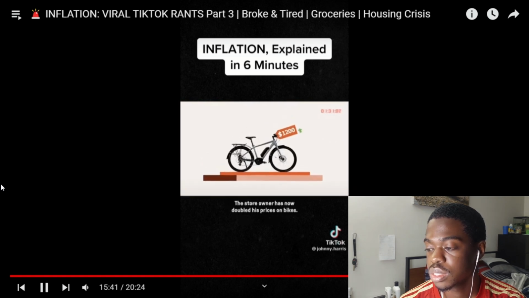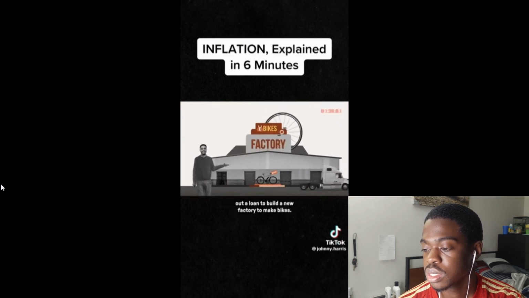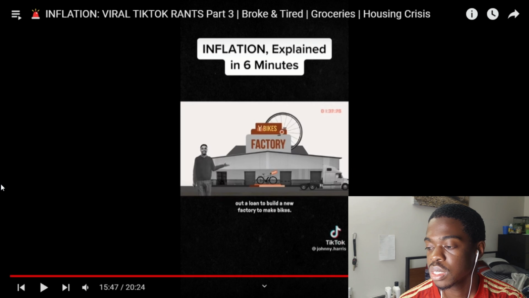The store owner has now doubled his prices on bikes. The interest rate is super low, so he takes out a loan to build a new factory to make bikes.